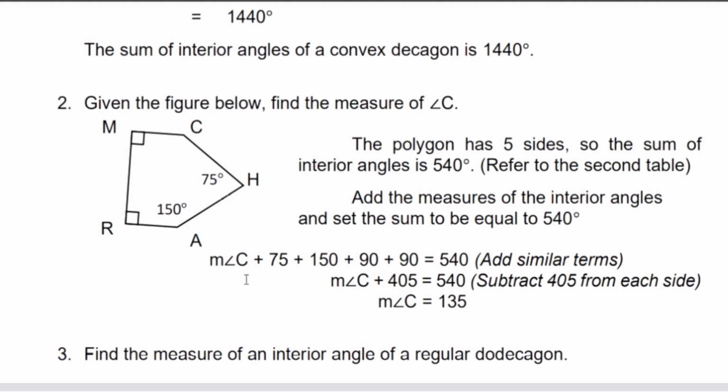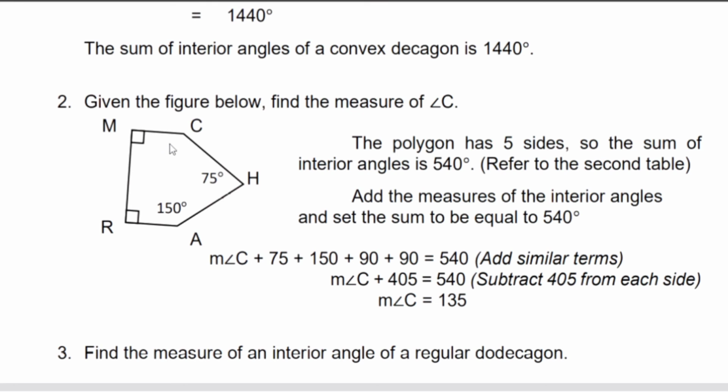So here we have to find the measure of angle C. And we have the other angles, which is angle H, which is 75 degrees, angle A, which is 150 degrees, angle M and angle R is a right angle, so it is 90 degrees. So here you have to add the angles. The measure of angle C plus 75 plus 150 plus 90 plus 90 is equal to 540 degrees.